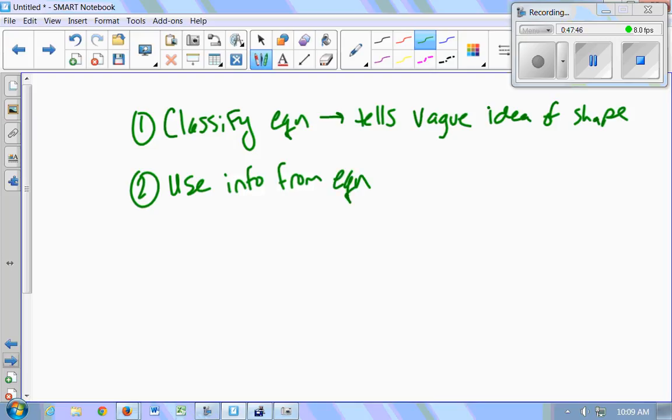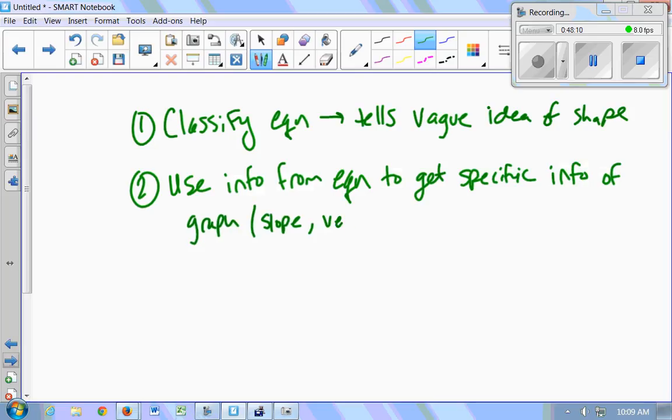With a polynomial, you might use the zeros. You might take the factors and say, okay, if these are the factors, I know the zeros, and you'd plot x-intercepts to get specific info of the graph, right? So that might be slope, that might be the vertex, that might be the zeros, that might be the asymptotes, right? You can find all these things. If you know what kind of function you're dealing with, you know where to look in its equation for various characteristics.